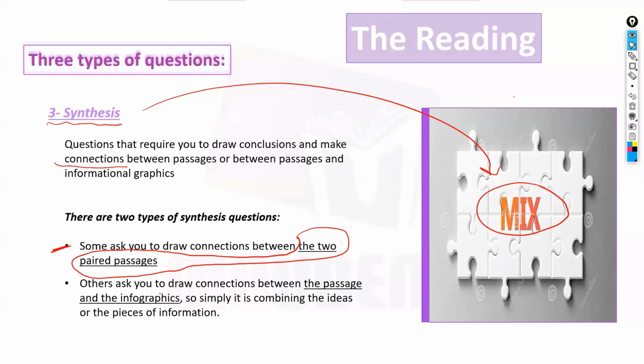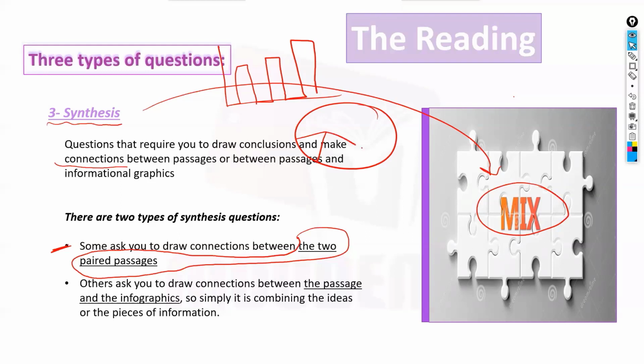The second type, however, asks you to draw connections between the passage and an infographic. You always see these infographics. This is called an infographic, for example, a pie chart with different portions. So they will bring you a passage and an infographic and ask you to make a synthesis, to mix and combine the ideas from here and from here.